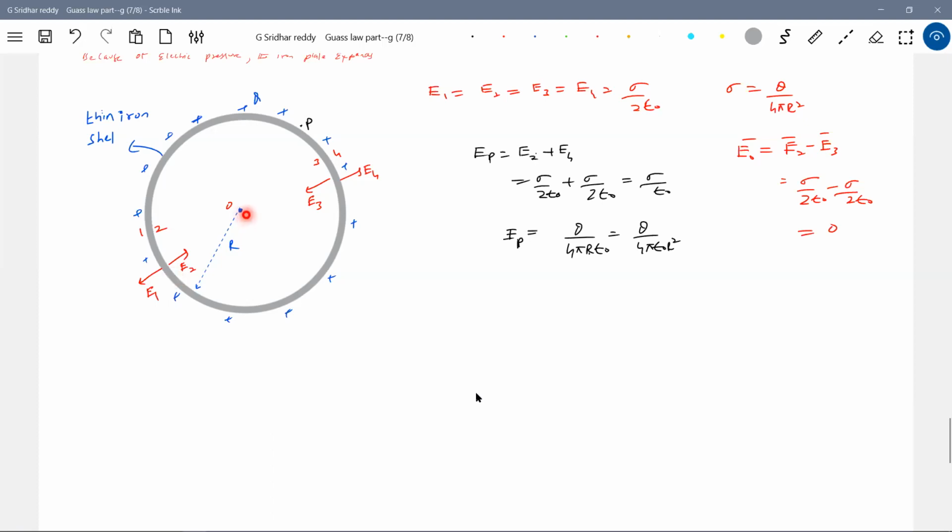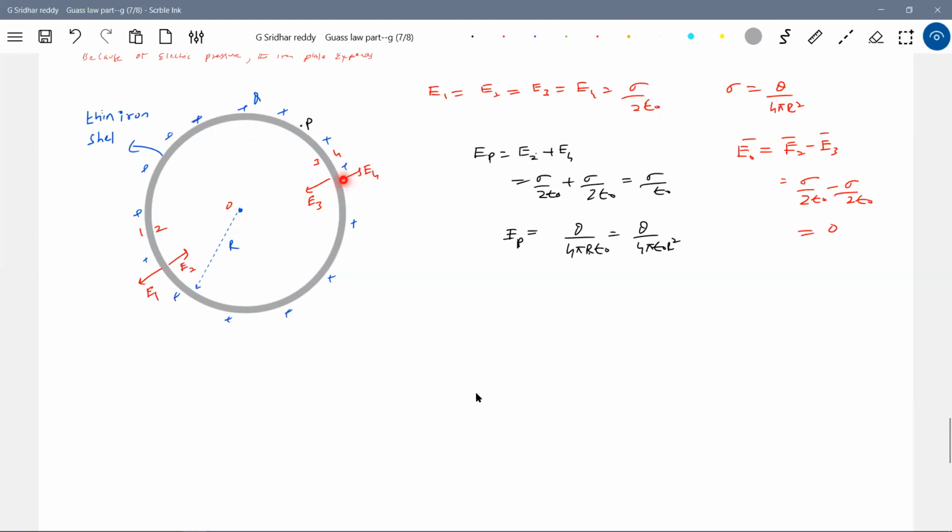Why is the net field 0? We'll draw a Gaussian surface. Net charge enclosed is 0. That's why the field is 0. Okay, fine. These two will be equal and opposite, so the resultant field inside the shell will be 0. Agreed. Okay, now shall we discuss electric pressure here also?